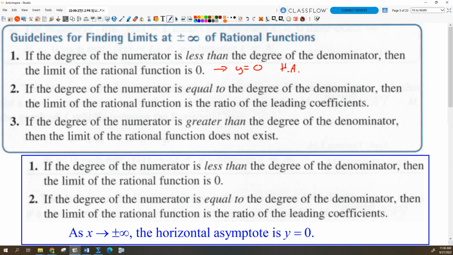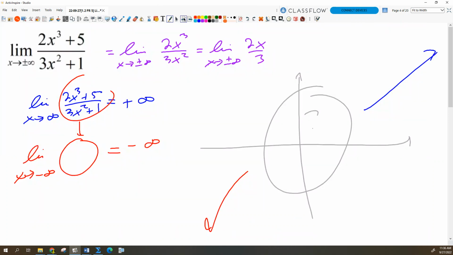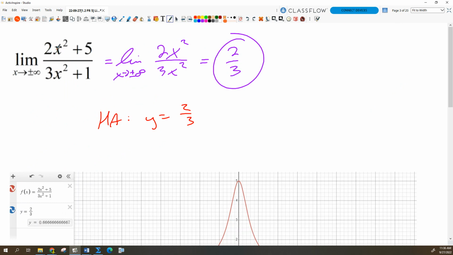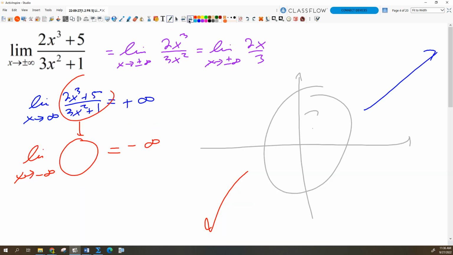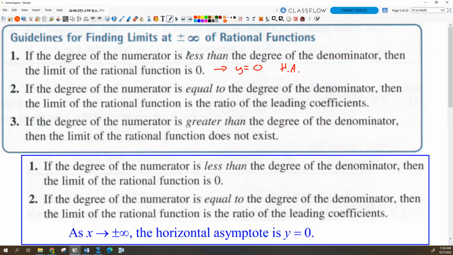Okay, what about the second example we looked at? If the degree of the top and the bottom is the same, then we just got the ratio of the leading coefficients as the limit of the function, right? So therefore, that gave us our horizontal asymptote. So there's guideline number 2. If the degree of the numerator is equal to the degree of the denominator, then the limit of the rational function is the ratio of the leading coefficients. And that tells us our horizontal asymptote. Okay, y equals 2/3.